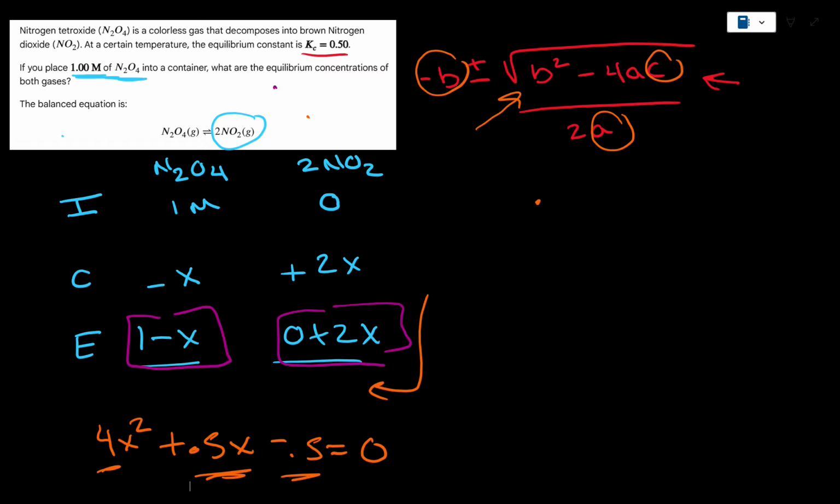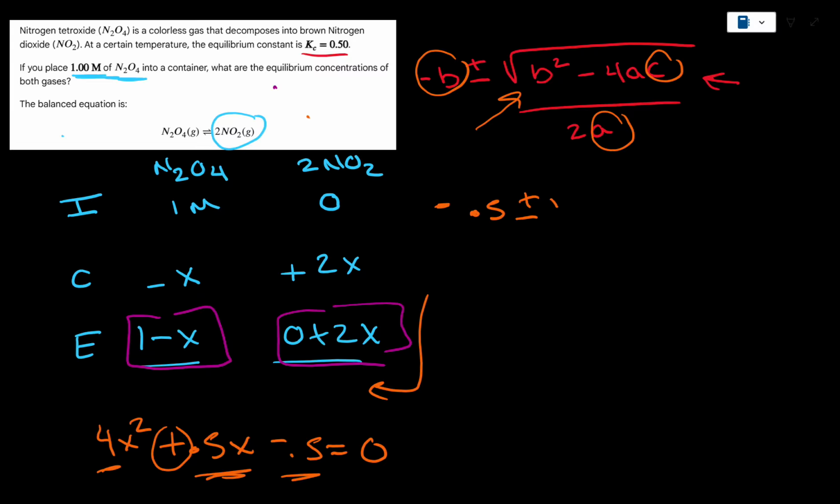And now I'm just going to plug in the values. So the formula says minus b. And remember, b is the value that's in front of x. So it's going to be minus 0.5. I know the value is positive, but the formula says minus, so we're going to make it negative.